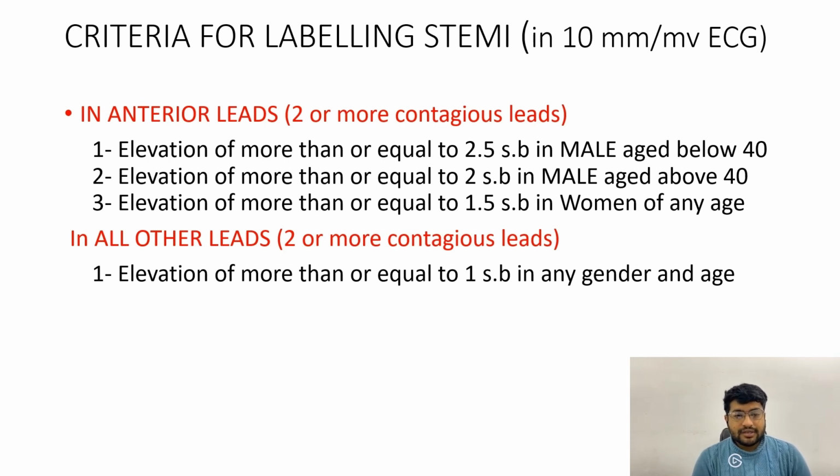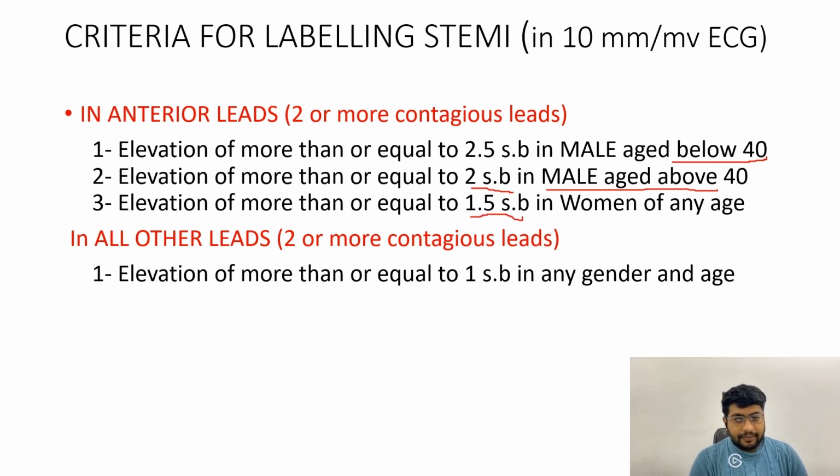So in the case of anterior leads, if we have a male that is aged below 40, we need at least elevation of 2.5 small blocks. Similarly, if we have a male that is aged above 40, we should have elevation of at least 2 small blocks or more than 2 small blocks. In the case of women of any age, it should be at least 1.5 small blocks.